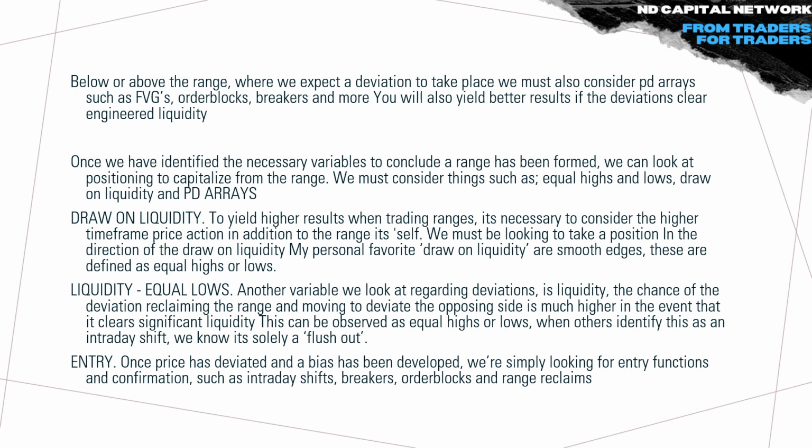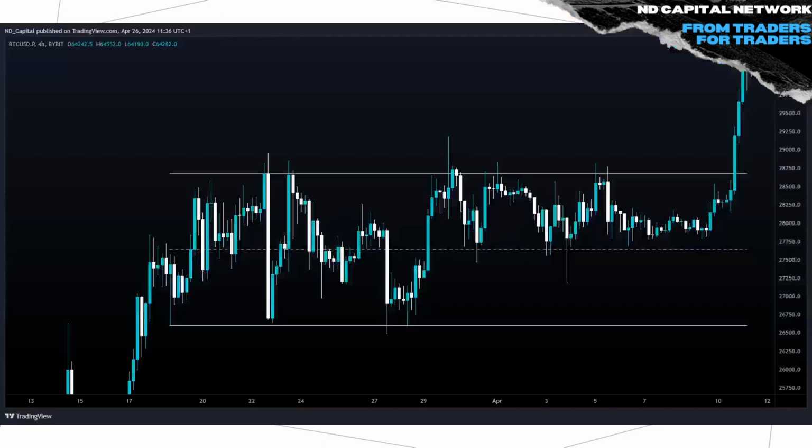Another variable which we'll look at regarding the deviations is liquidity, as the chance of the deviation reclaiming the range and moving to deviate the opposing side is much higher in the event that it has cleaned a significant liquidity. You have liquidity, you have stops, they get cleaned. This can be observed as equal highs, equal lows, as I showed in the previous examples right here. So here you had equal highs, sweep, deviation. Equal lows, sweep, deviation.